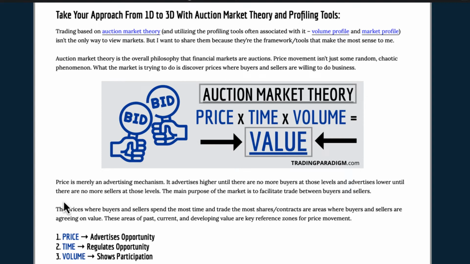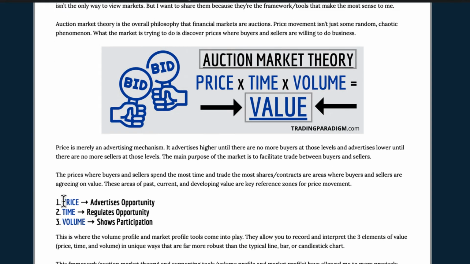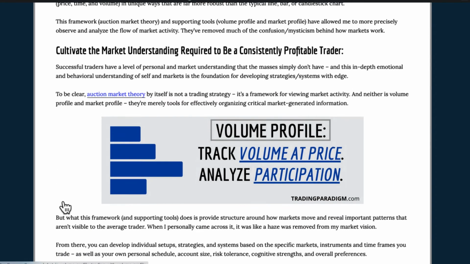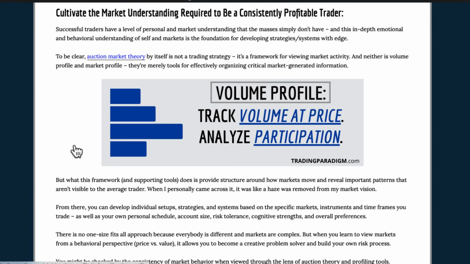Inside this framework of auction theory, price movement isn't just some random and chaotic phenomenon. Markets move from areas of balance to imbalance, back to balance, and then imbalance again, over and over. And these areas of past, current, and developing balance become key reference zones for future price movement. And based on these key reference zones, strategies and risk processes can be built around them. Where market profile, volume profile, and other volume analytics tools like volume weighted average price or VWAP, cumulative delta, and footprint charts come into play is that they record and display the critical market generated information of time, price, and volume in unique visual ways that are far more powerful than basic line, bar, or candlestick charts on their own.